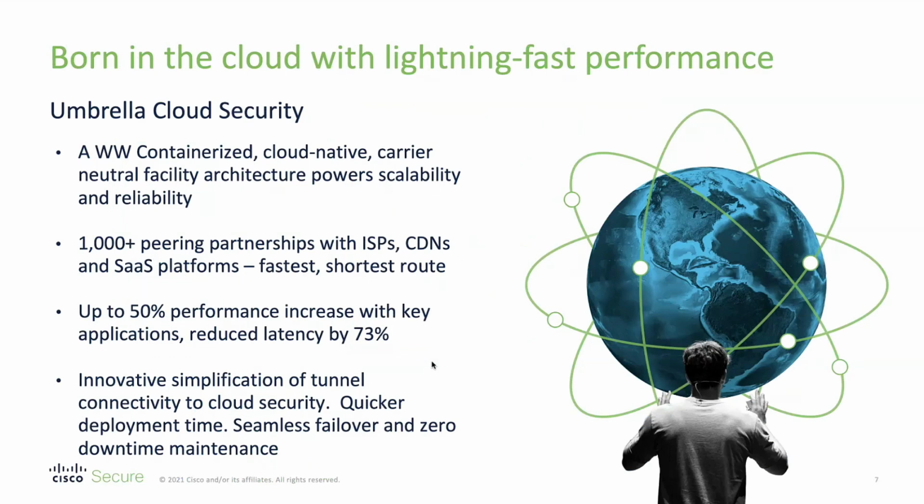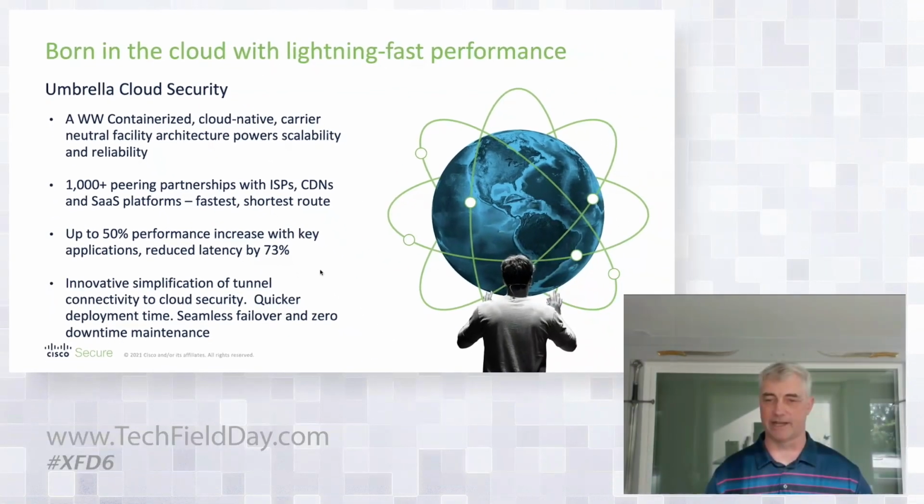So we've taken a lot of pains to build out this cloud architecture the right way, do it the right way the first time. So in Umbrella, it is a worldwide architecture of containerized cloud native workloads. It is all in carrier neutral facilities that we control. We don't use any IaaS providers, and that powers the scalability and reliability that we have.